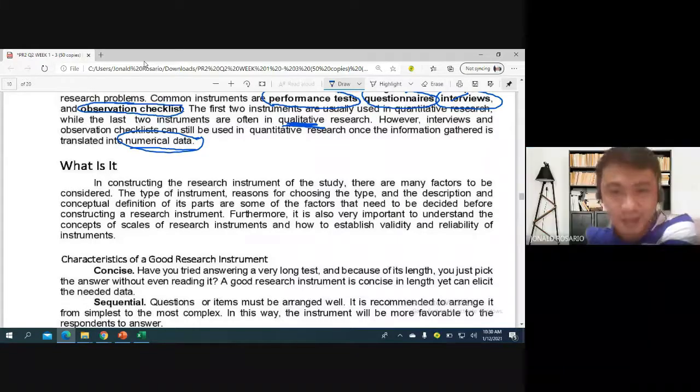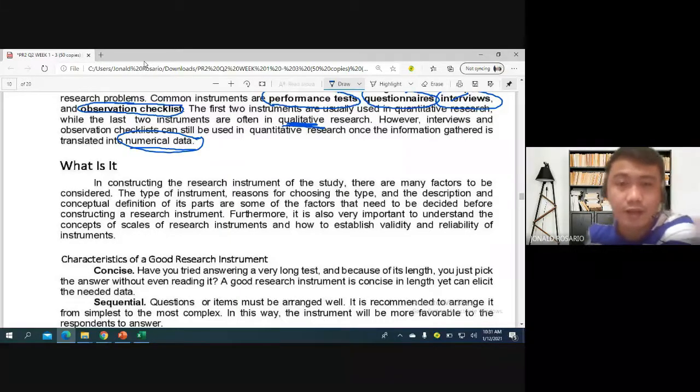Sir, para sa akin po questionnaire. Yes, very good. Questionnaires. Parehas kayo ni Irish. Questionnaires ang gagamitin nyo, no? Okay? Yan yung magiging instrument ninyo. Questionnaires. Okay, so there are many factors to be considered.